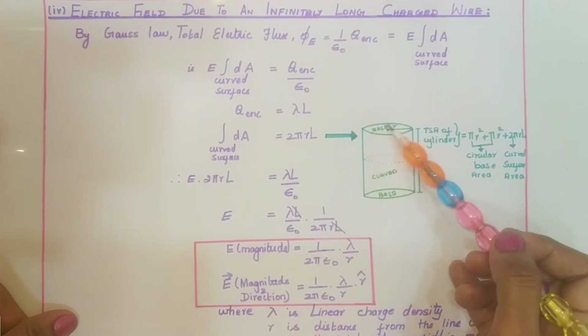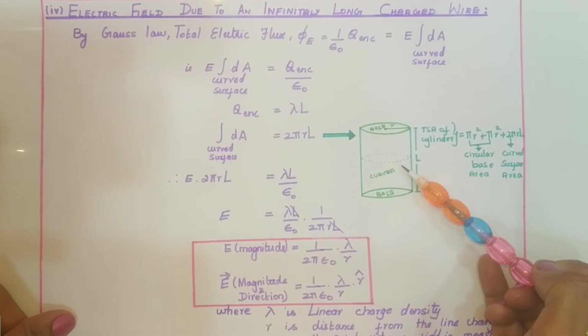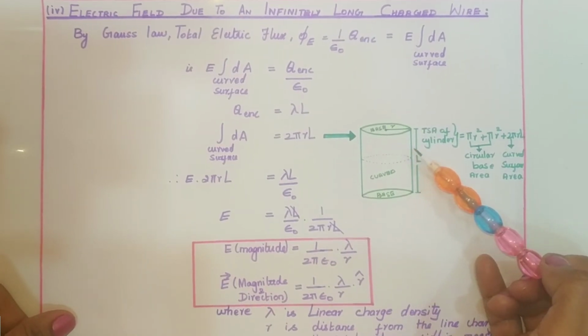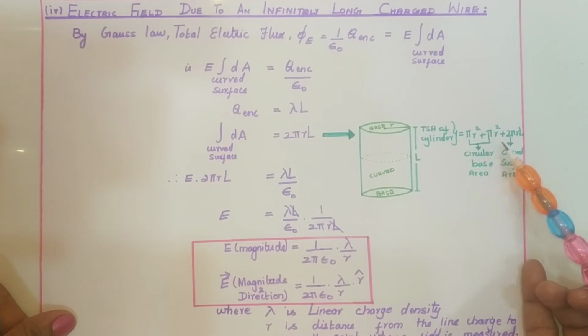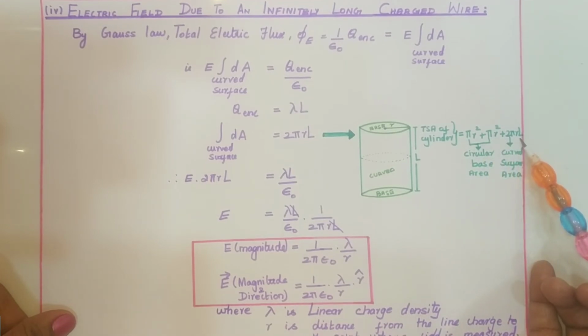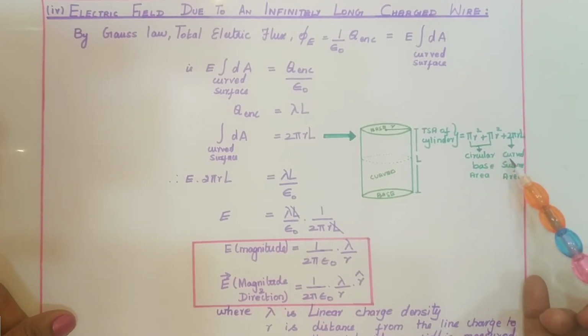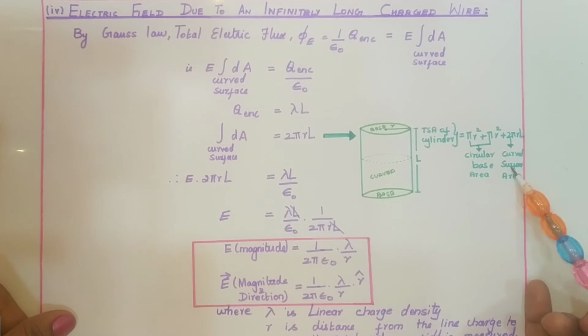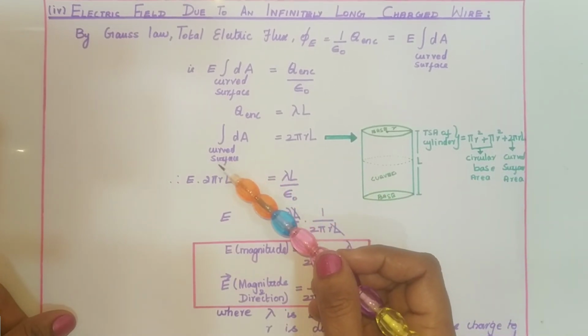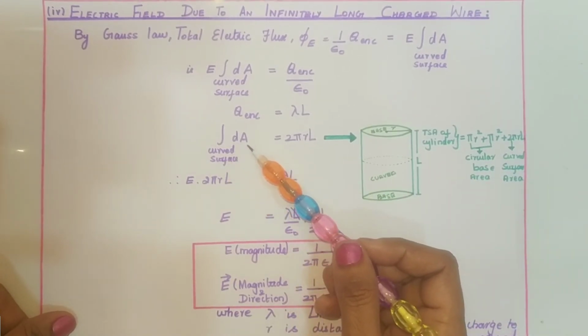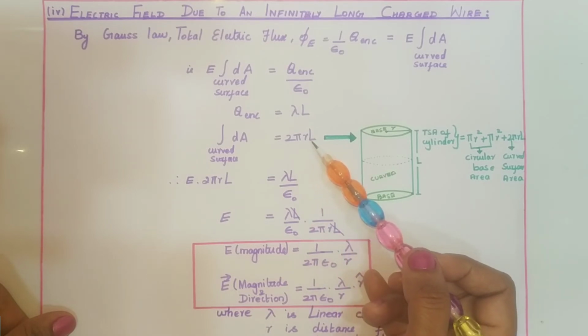Here you see, for the cylinder, the total surface area would be 2 pi r square plus 2 pi RL. The two r square expressions are for the circular bases. Here we are considering only the curved surface, isn't it? So the integral over the curved surface dA will be 2 pi RL.